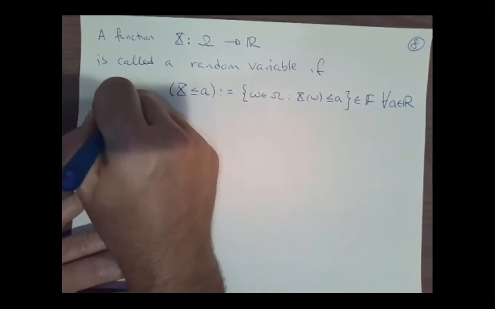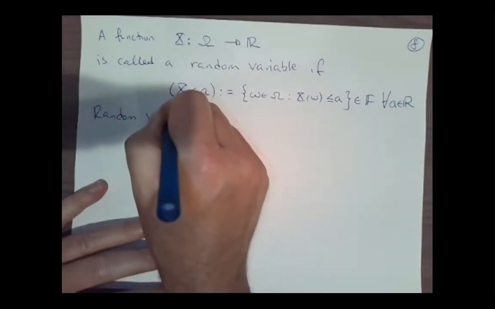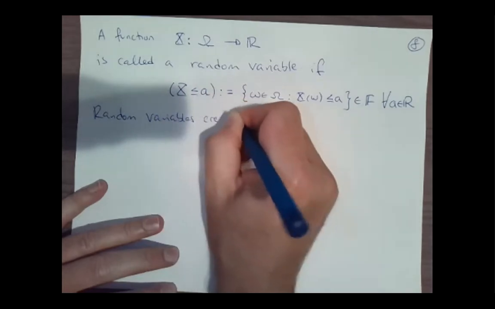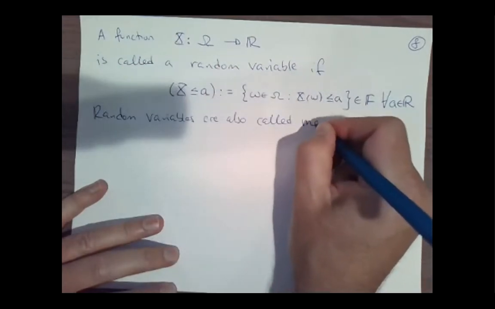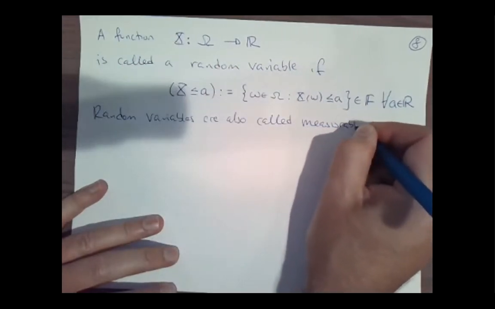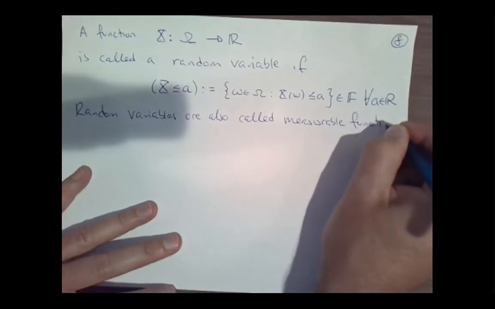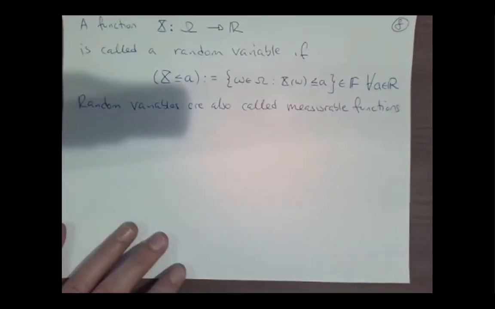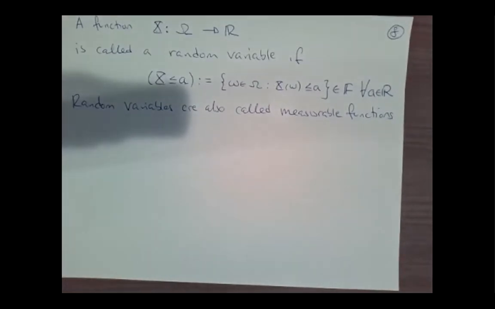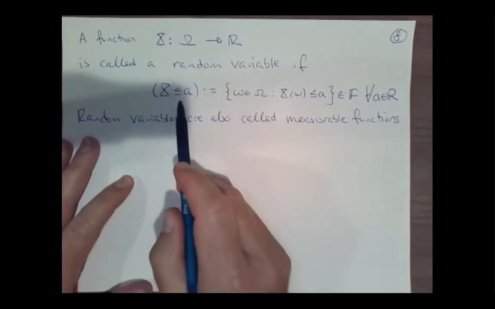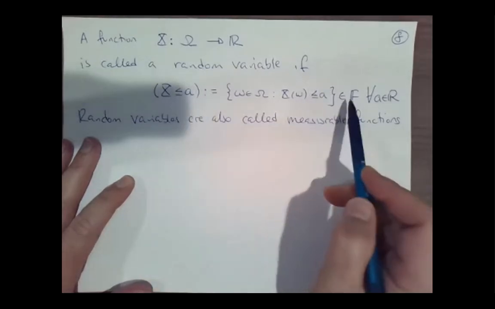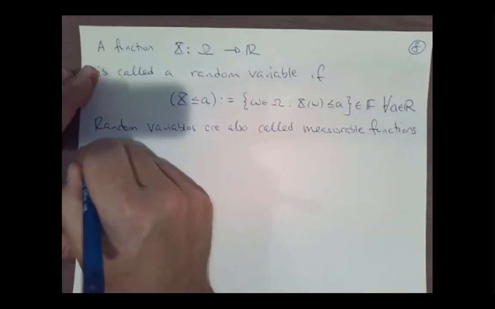Random variables are also called, instead of functions, measurable functions. So probabilists call measurable functions random variables, and I'll call them random variables. Those are functions that satisfy a very particular property. It has to be that this set here is inside F. And you can see it, right? This is just a note.